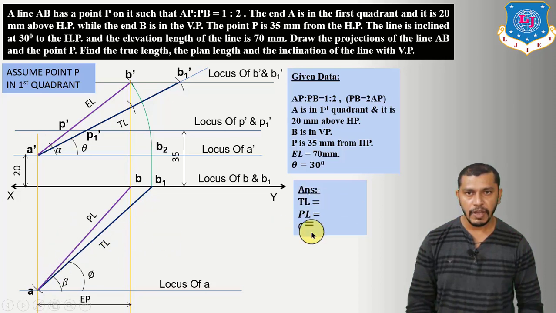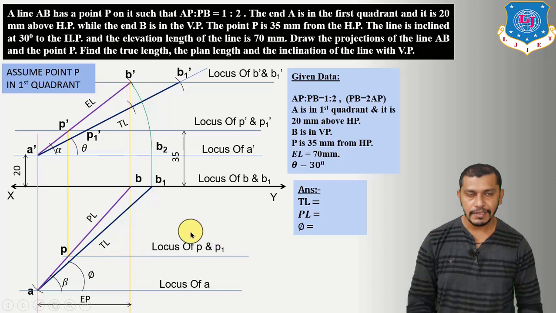Now we have the true length, plan length and phi, but we still have to find the projection of point P. We have P dash and P1 dash, and to find P, draw the projector of P from P dash. The intersection of this projector with the plan length of line AB will give us P, which is the plan of point P. From P draw the locus of P and P1. The intersection of this locus with the true length will give us P1. So these are the projectors of P dash, P1 dash, P1.